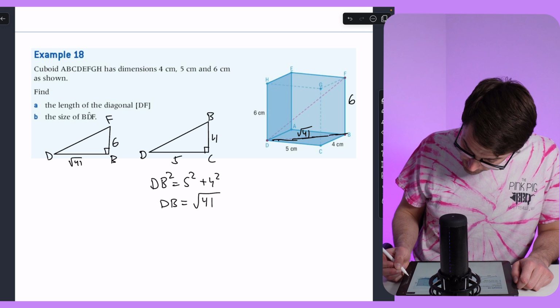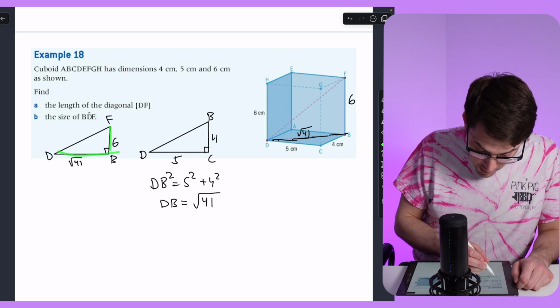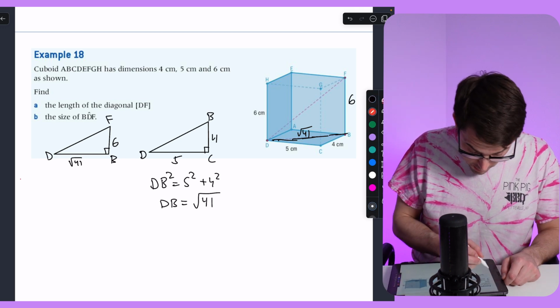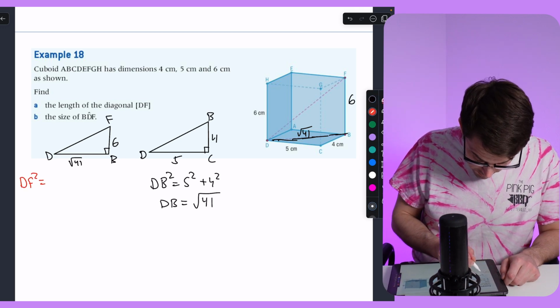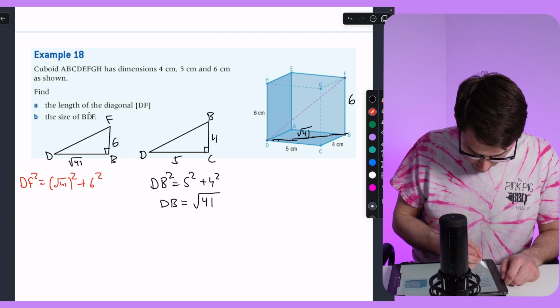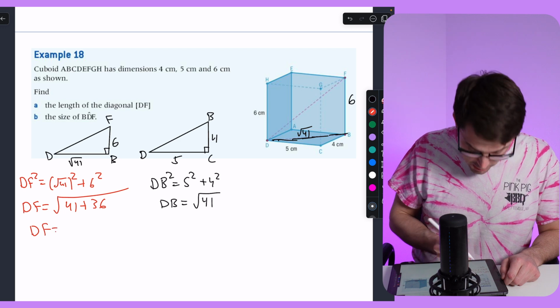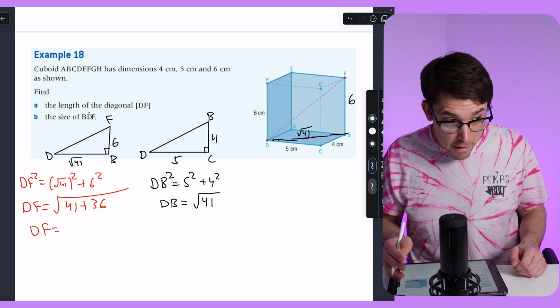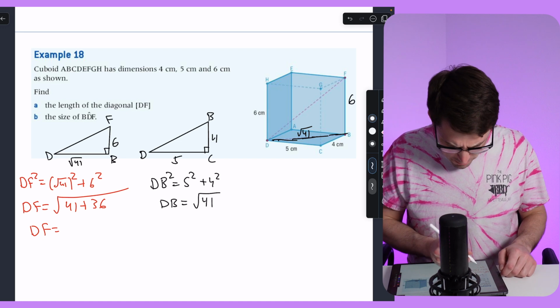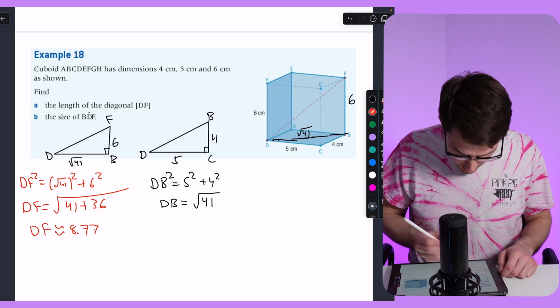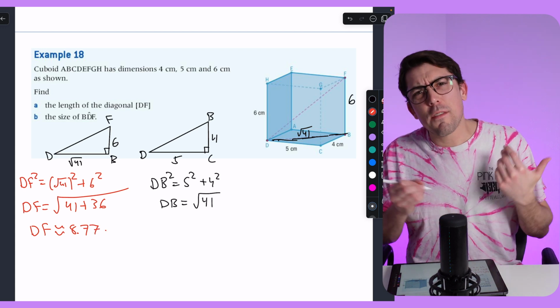So now I know two sides here. I know 6 and the root of 41, so I can go ahead and solve for DF by, again, using the Pythagorean theorem. So my value of DF squared is going to be equal to the root of 41 squared plus 6 squared. So DF is going to be equal to the root of 41 plus 36. And if you put that all into your calculator correctly, it should spit out a value of around 8.77. Around 8.77. Now you might be wondering, why am I not leaving it in radical form?